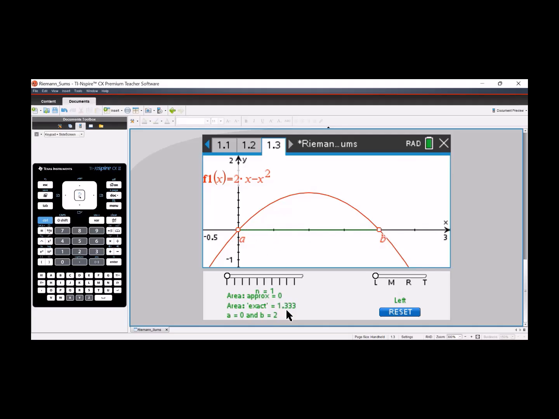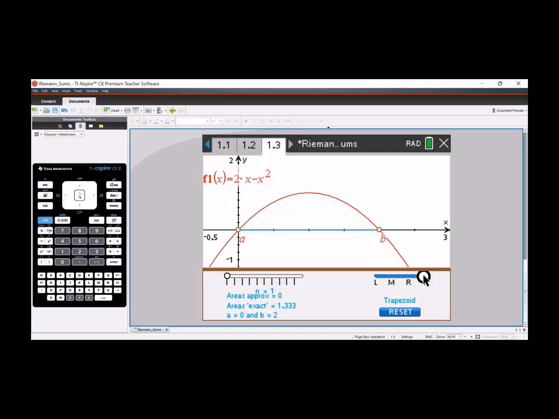The exact area is 1.333, so 4/3. Notice this area here, the 0 is for an LRAM. If I take this and slide it, the midpoint area approximation, notice the rectangle's been drawn in orange, is 2. And if we go to R, and we go to T for trapezoid.